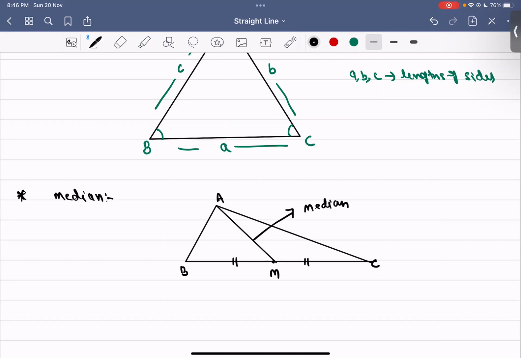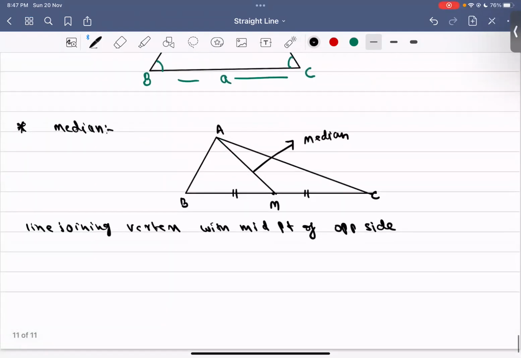So the definition is: line joining the vertex with the midpoint of the opposite side. So this is the median definition. Next, centroid. Suppose this is the triangle ABC.